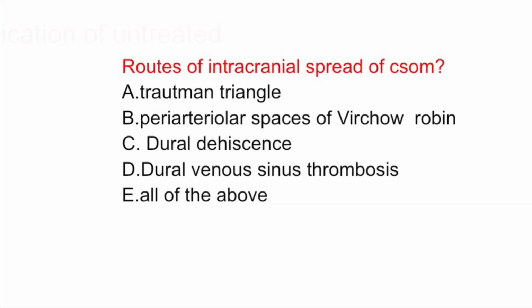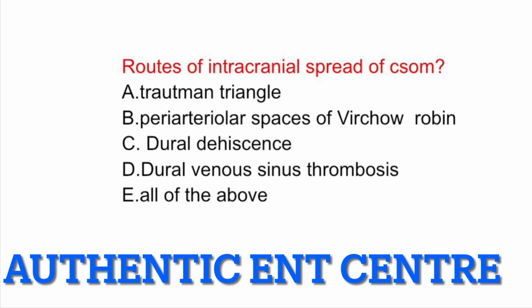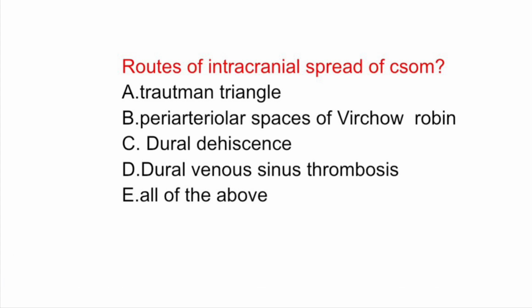Cholesteatoma. What are the routes of intracranial spread of chronic suppurative otitis media, or CSOM? A. Trautmann's triangle. B. Periarteriolar spaces of Virchow-Robin. C. Dural dehiscence. D. Dural venous sinus thrombosis. E. All of the above. The correct answer is E.